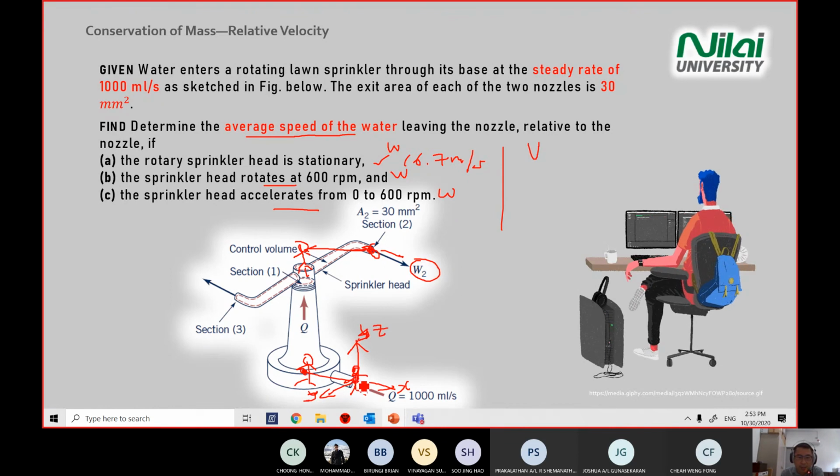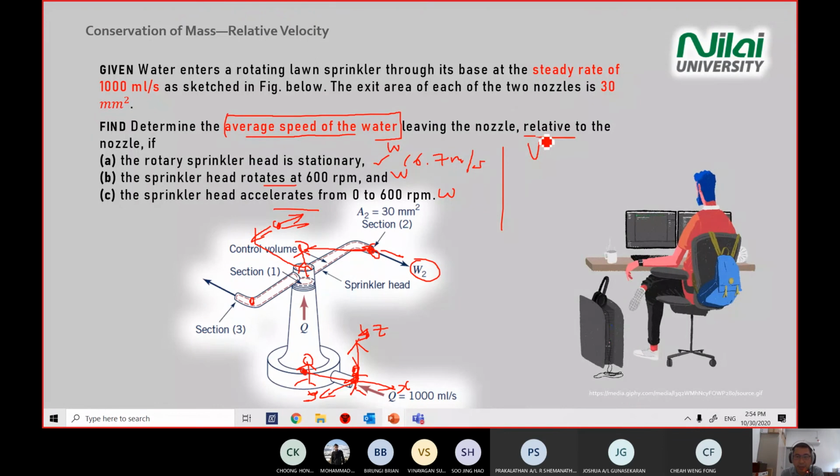Okay. If you look from here to here, it will be different, and the sprinkler head from here to here will be different. If the sprinkler head is like that, the water spray from here will be different if you look from here. So this is just to remind you that it will be different if you find different things. In this case, it asks you to find the average water velocity, which is W2, right?